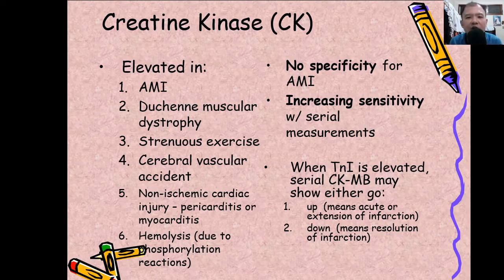It has, however, no specificity for acute myocardial infarction, and we have increasing sensitivity with serial measurements, just like troponins. When troponin I is elevated, we also see that serial CKMB measurements may show increasing levels, which means that there is acute extension of infarction, or decreasing levels, which means that there is resolution of infarction.